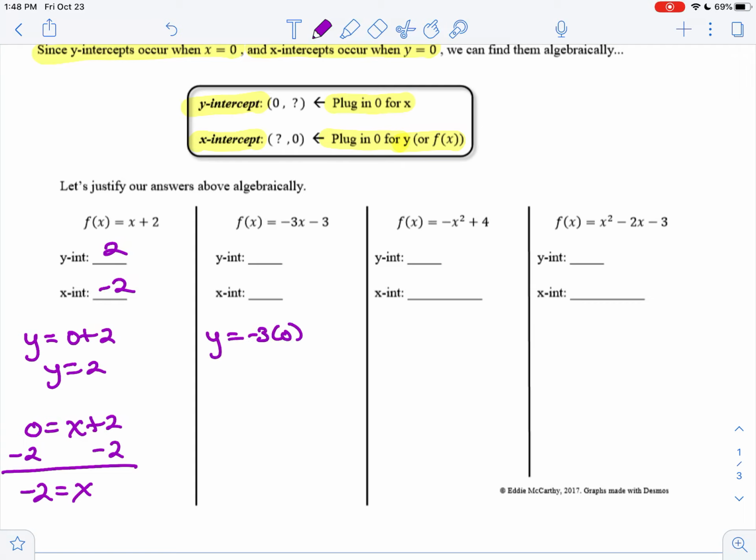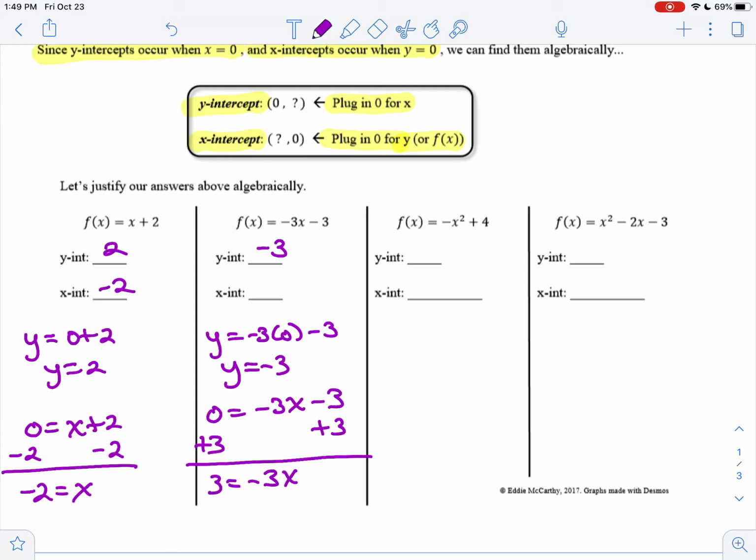Okay. Y-intercept is kind of easy to do. When you let x be 0, you're sort of just left with the constant. Y equals -3 times 0 minus 3. Y equals -3. X-intercept's a little harder. You have to plug 0 in for y, and then you're going to have to do the steps to get x alone. So we'll add 3. 3 equals -3x. Divided by -3, -1 equals x. So our x-intercept is -1.